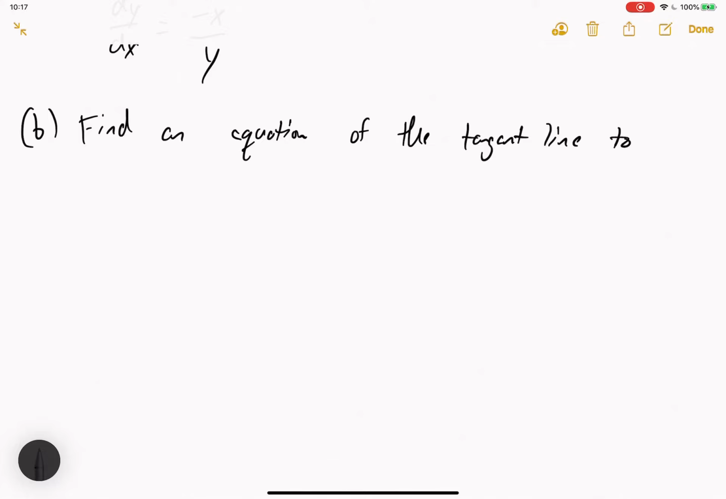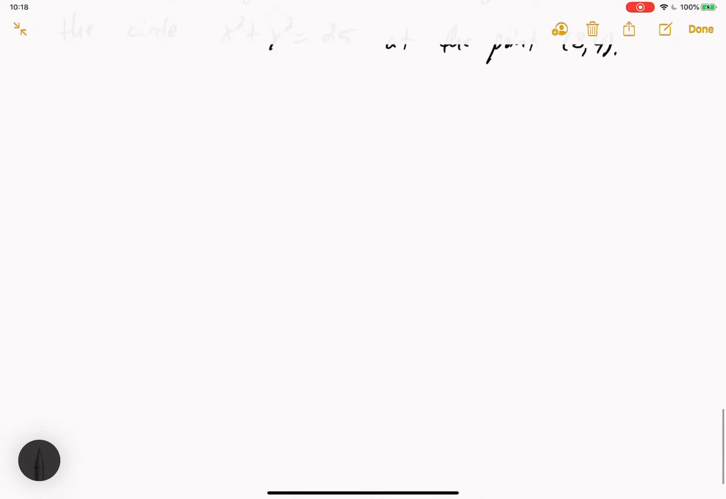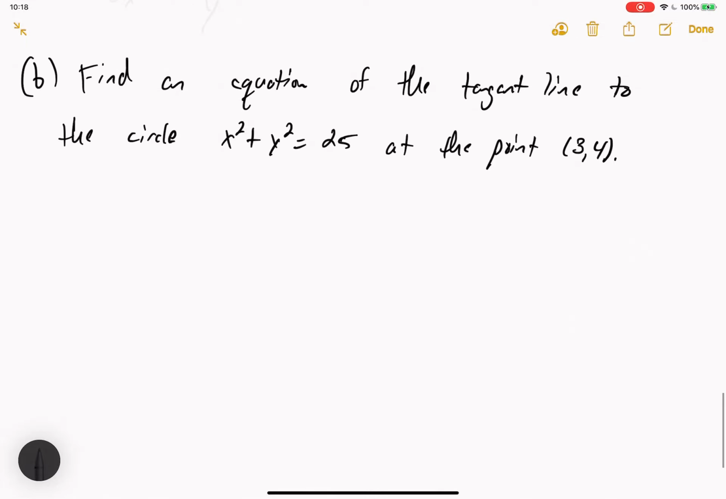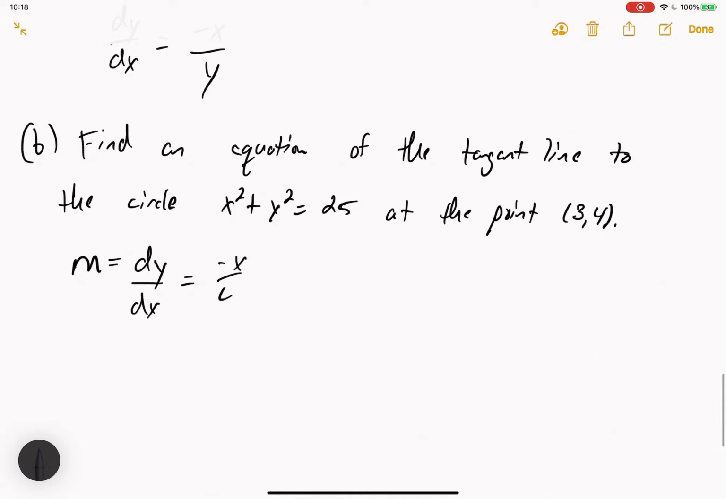Say to the circle, the one we were just working with, x squared plus y squared is equal to 25 at the point (3, 4). So remember that we needed to find that m, which in our case is equal to dy/dx. But here we said dy/dx is equal to negative x over y.